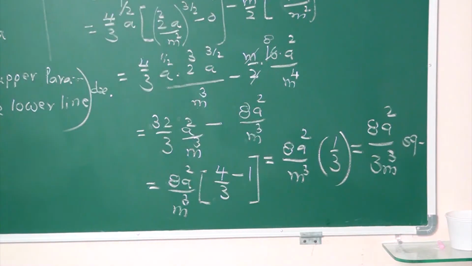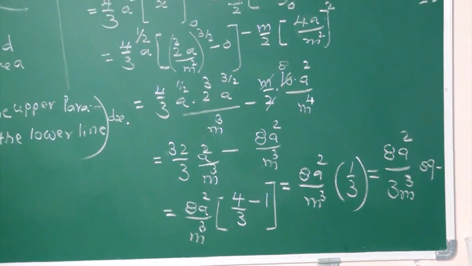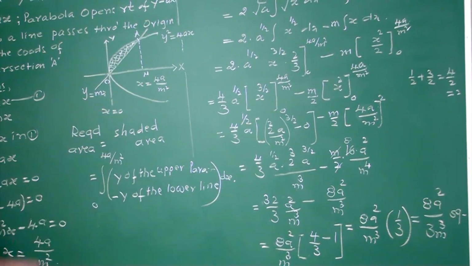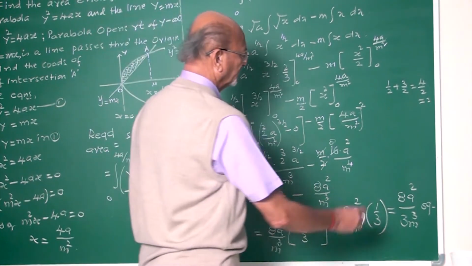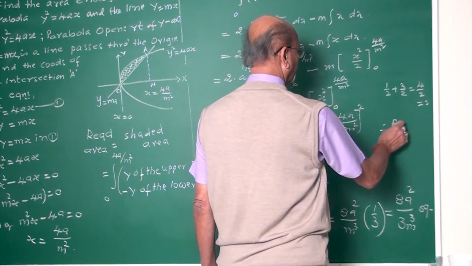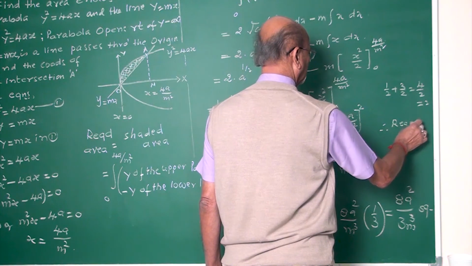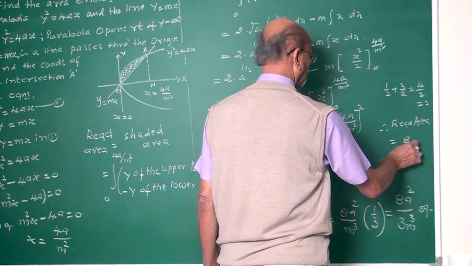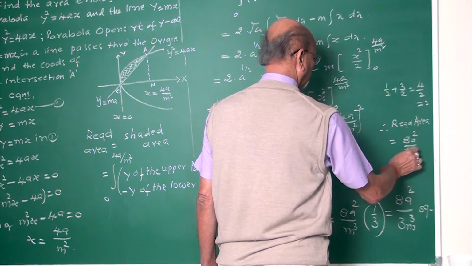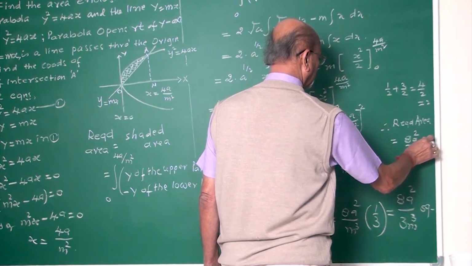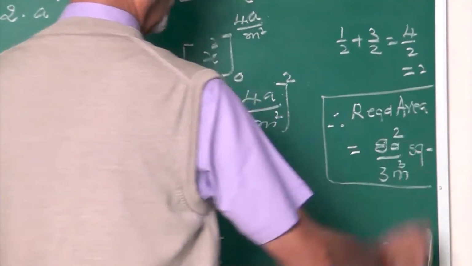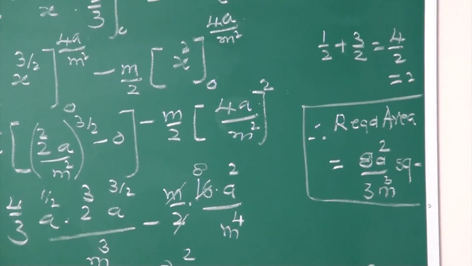So the required area is 8a square upon 3m cube square units. If you want, I can write it once again. Therefore, required area is 8a square upon 3m cube square units. One minute, my friends, copy it.